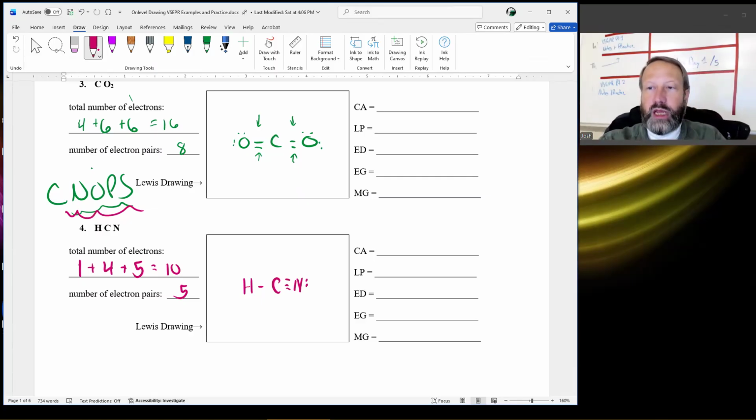But anyway, 2, 4, 6, 8. I have my 8 electrons around carbon. Carbon has its octet. It's a SYNOPS element. I had to be sure that happened. It has happened. We're good to go. So this is the way this should look. Carbon with a single bond to hydrogen and triple bond to nitrogen.